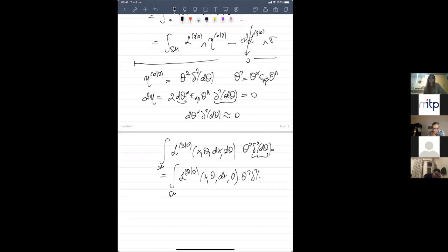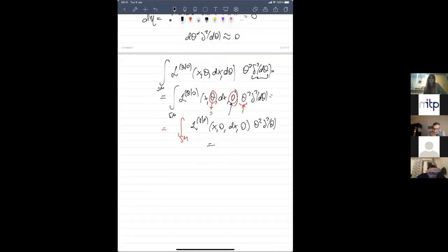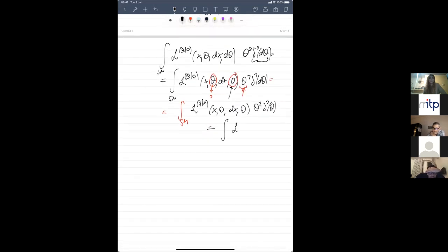Theta square of delta two d theta. So I get zero here because of my delta function. And second, because here there is a theta, then automatically this also projects to zero. So the final answer is just a supermanifold integration, and then I have L3 zero, which is now projected x zero, dx zero, and then theta squared delta of d theta. So if I do the integration on my supermanifold, I end up with just L3 zero of x zero, dx zero, which is just the component action. So I get automatically my component action in three dimensions.